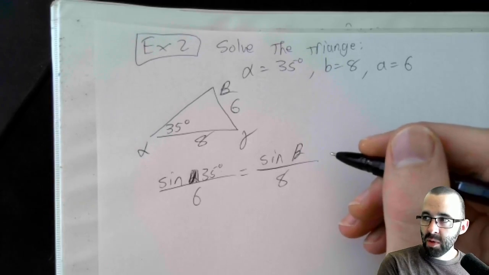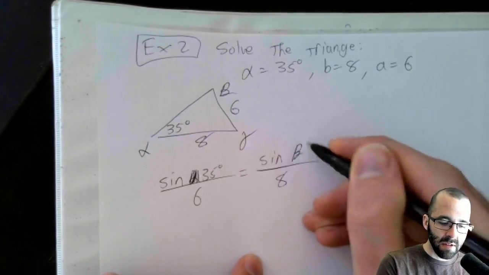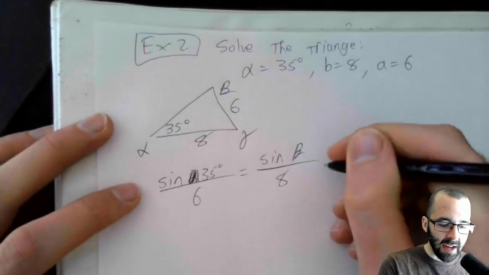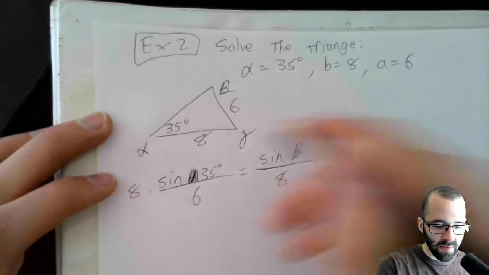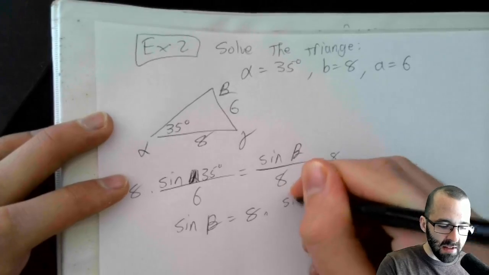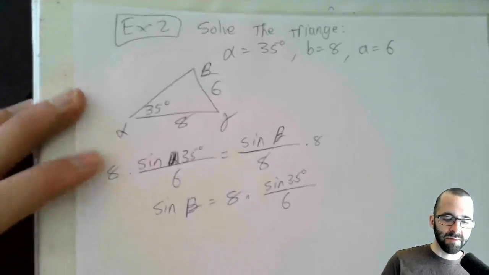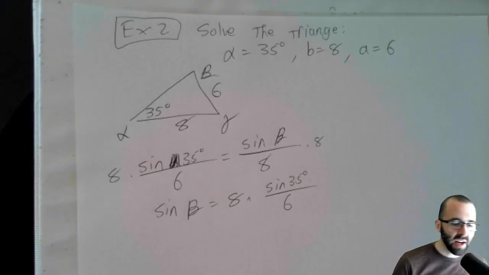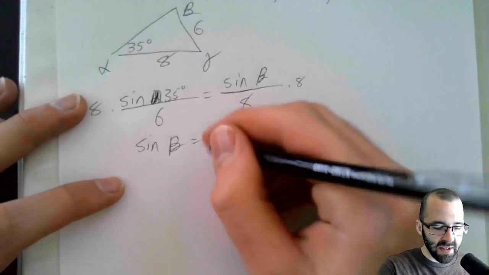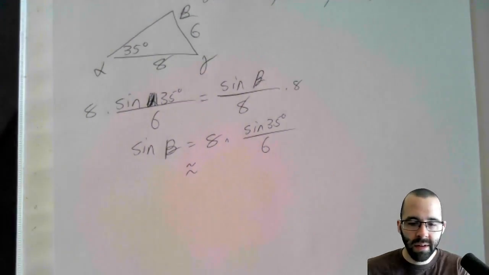So again, just like in 9.5, to solve a trigonometric equation, we want to get the trig function by itself. So we want to get sine of beta by itself. So multiply both sides by 8. That'll give us sine of beta is equal to 8 times the sine of 35 degrees over 6. Now, it's not mandatory, but it's a good idea to say, well, what is that right-hand side approximately equal to? Just so we can get an idea of what we're working with.